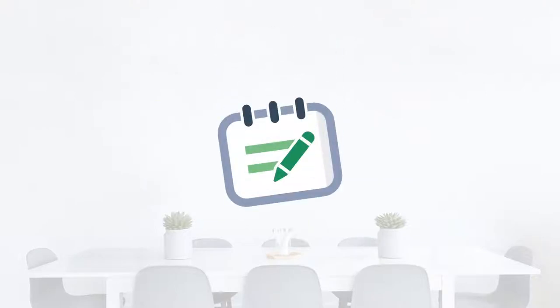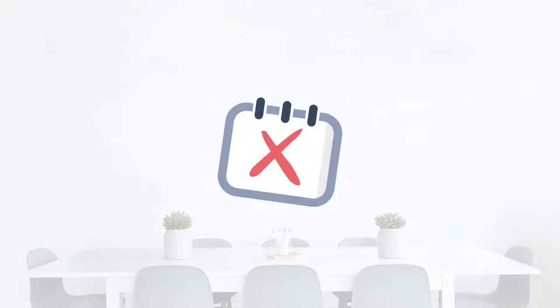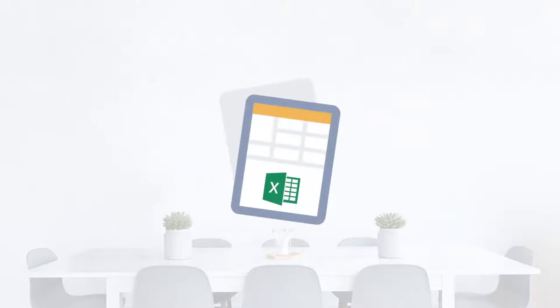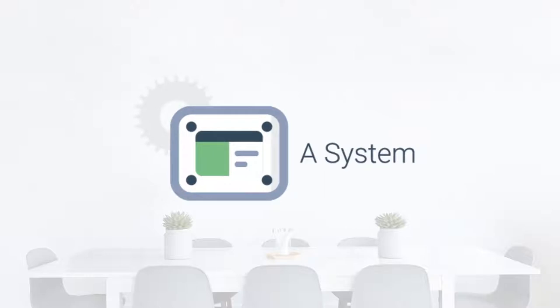We used a sheet of paper for bookings, but it always went missing. Now we book meeting rooms in Excel, but people keep changing the spreadsheet. What we need is a system.